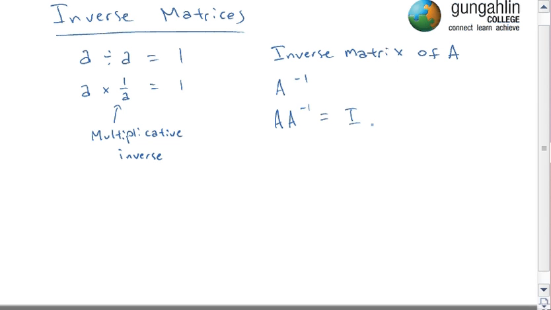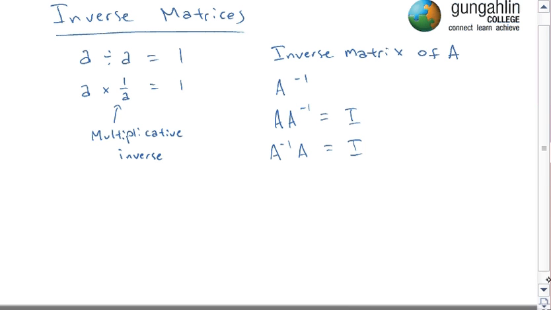So not only A times A inverse equals the identity matrix, you'd also like, because remember, matrices don't commute, to be able to do this the other way around. A inverse times A should also be equal to the identity matrix.